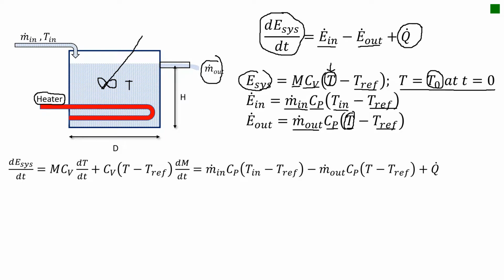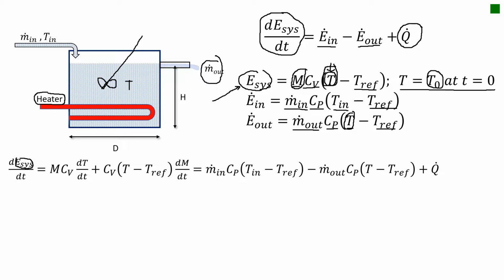So for the change in energy of my system, I'm going to take the derivative of the energy of my system with respect to time. I'm going to look at this equation here, and when I look at it, I have two variables that are changing with time. One is the mass, because while I'm filling it up, the mass is also changing. And again, the temperature changes with time.